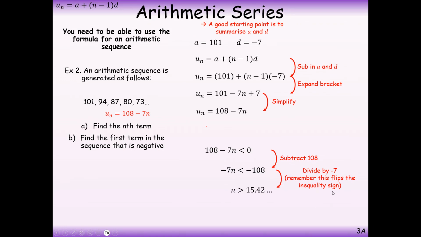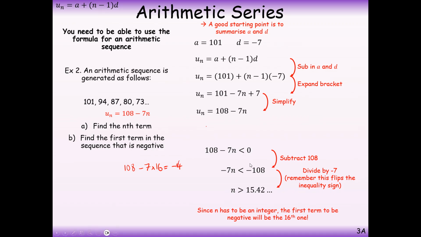Okay, so the first number would be the 16th number. n is going to be 16th. Notice the th here. That's telling us that's the position of the number. So if you did have to find the actual number itself, you would say 108 minus 7 times 16. You can check. The answer is negative 4. That confirms that this is the first number that's below 0, because they're decreasing by 7.